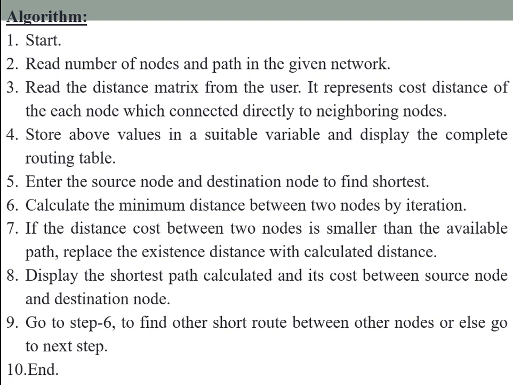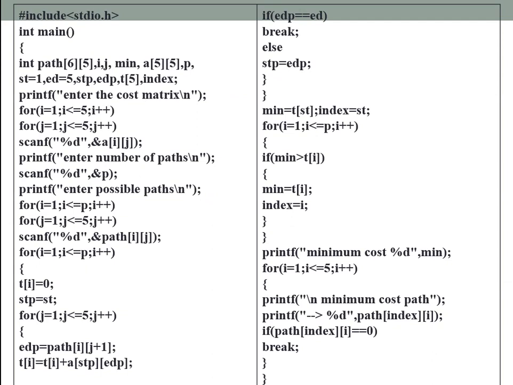So let us look over the program. As I said, first we need to read the values. To read the values we need to consider the matrix. To read the matrix we need two integer variables, i and j, where i is used for rows and j is used for columns. The cost of the matrix will be stored in a[i][j].